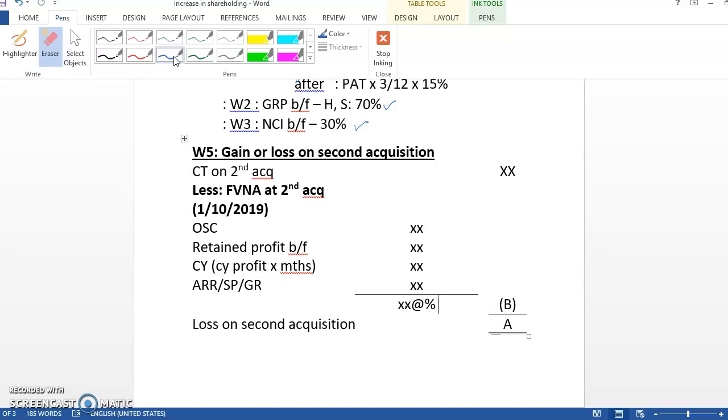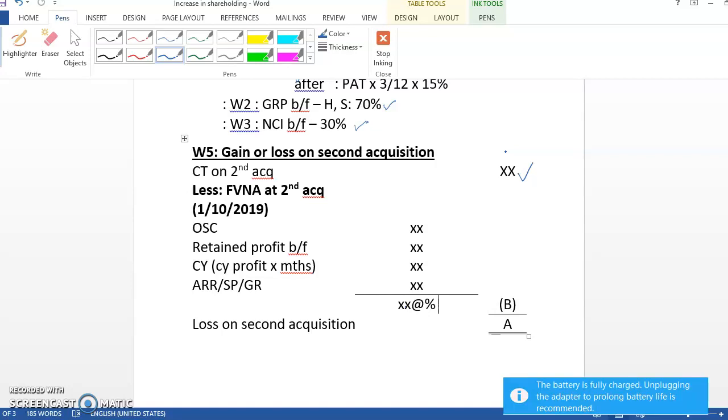So how do we determine gain or loss on second acquisition? We will take the consideration transferred on the second acquisition. For example, on the 1st October 2019, H acquired another 15% for 1 million. So just put 1 million here. And then you less the fair value of net assets on the second acquisition.